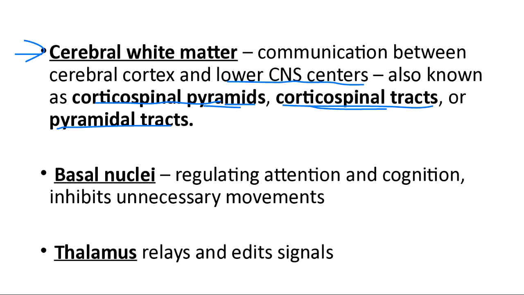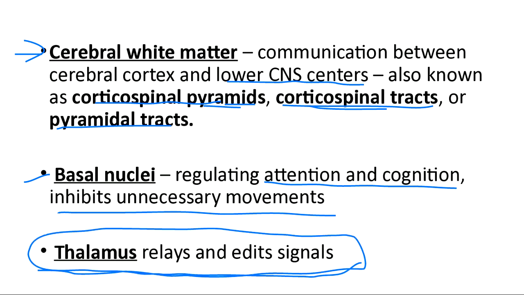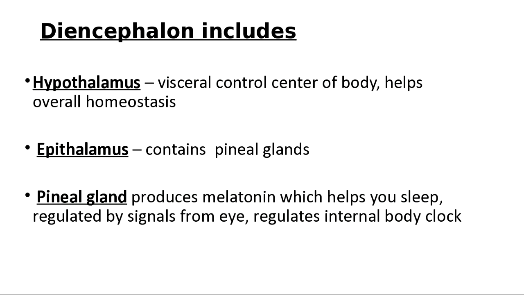Basal nuclei are small centers of gray matter that are thought to regulate attention and cognition and inhibit unnecessary movement. The thalamus is a center for relaying and editing signals. Nothing is going up or down, around, across that brain without going through the thalamus to be sorted out. The hypothalamus is the visceral control center of the body to control homeostasis.